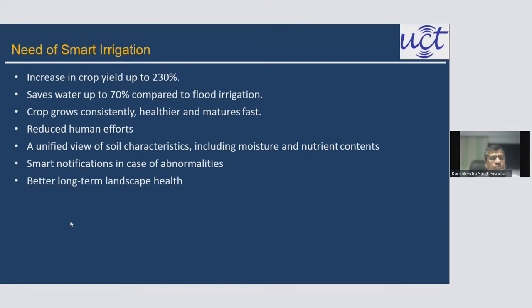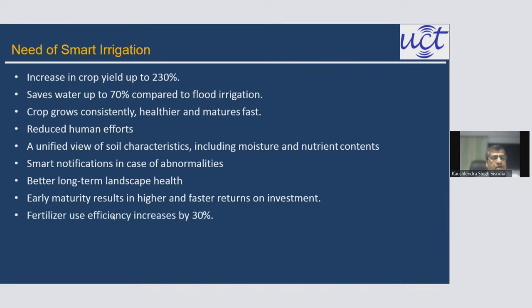We can have better long-term landscape health. Generally, because of inadequate use of fertilizers, we see that after 3-4 years, the crop productivity of a land reduces a lot. But if we have well-planned irrigation and fertigation, we can improve landscape health. Early maturity results in a higher and faster return on investment. In India, we are not fully utilizing the productivity of the farms. If we use these systems, we can have a better return on investment; it is a capital intensive technology, but the ROI will be very fast. We will gain because of the increased yield and productivity.